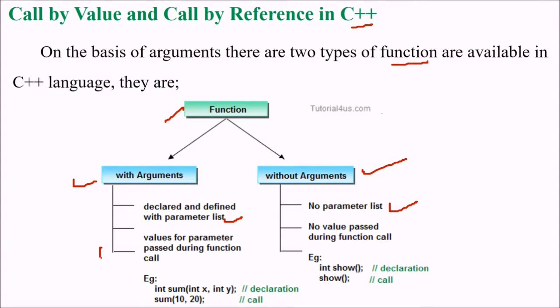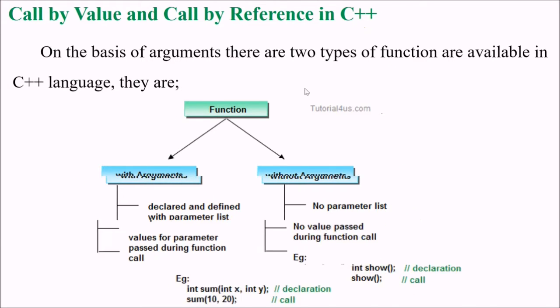With arguments means values for parameters are passed during the function call, and here no values are passed during the function call. For example, int show, there is nothing inside, or no parameter is passed. But in this case, the example shows that sum has x and y, which are going to be passed to the called function, like this: sum 10, 20.